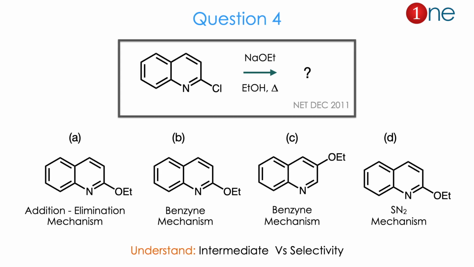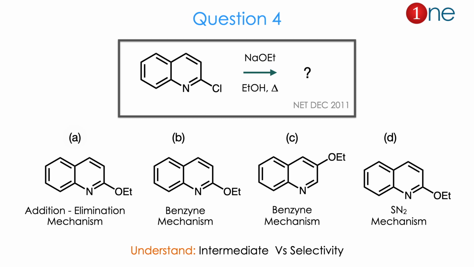Then question number 4. The starting material is a quinoline attached with chlorine. Here they are using a base and ethyl alcohol, and they are heating it. They gave four choices, which show the OEt attachment at the second position or the third position, and they ask for the mechanism. The mechanism is addition-elimination, or benzyne mechanism, or SN2 mechanism. So you have to identify the mechanism and the product.